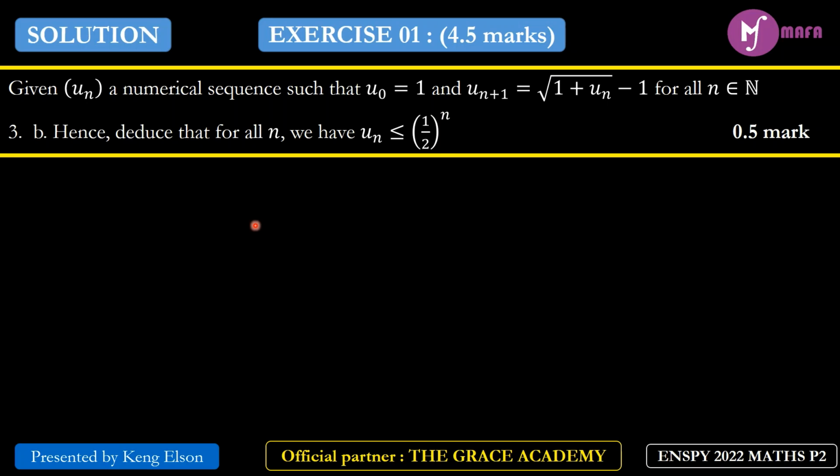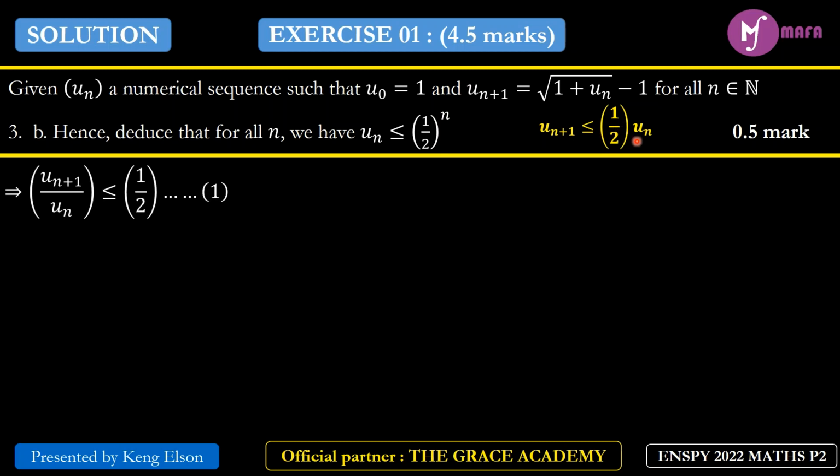Okay, question 3b. Hence deduce that for all n we have that u_n is less than or equal to half to the n. So we have proven that u_{n+1} is less than or equal to half u_n. If we divide both sides by u_n, since it is not equal to 0 and it is positive, then we have that u_{n+1} divided by u_n will be less than or equal to half. In fact, the ratio between any two consecutive terms of the sequence u_n will always be less than half.